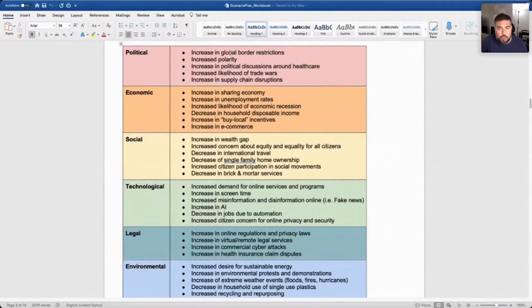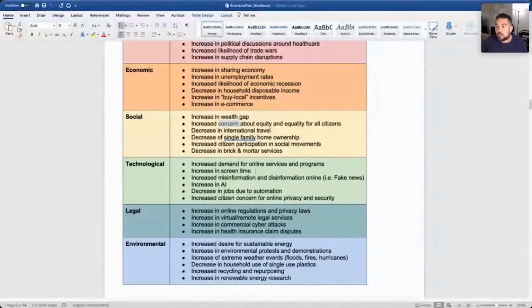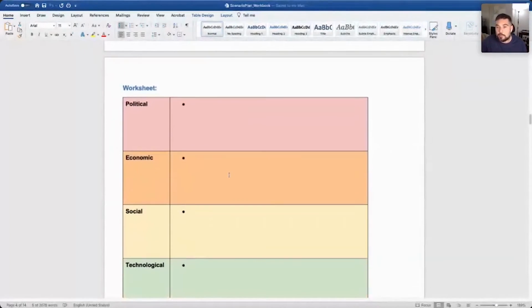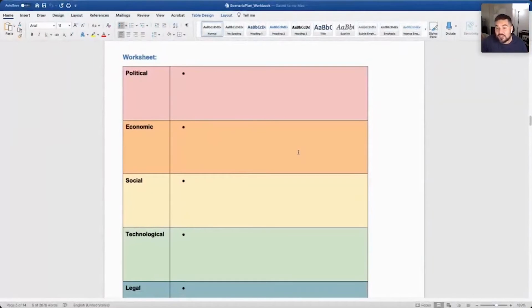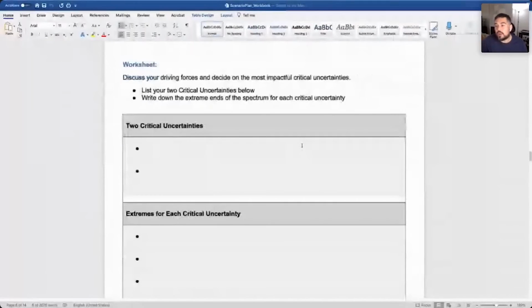Okay, so we've talked about border restrictions. How is that going to impact your school? Polarity politically, how is that going to impact your school? Political discussions, implications around healthcare, decrease in household disposable income, increase in the wealth gap, equity and equality. Of course, there's the whole racial issue that's going around the world, mostly in the United States. The fact that there's increased screen time. You want to look at all of the potential trends that are impacting your people and then go through this worksheet and identify them.